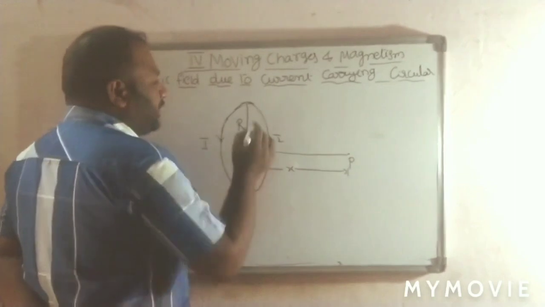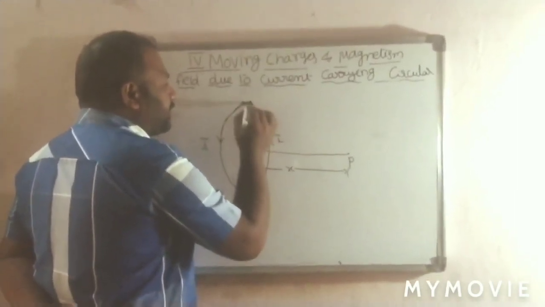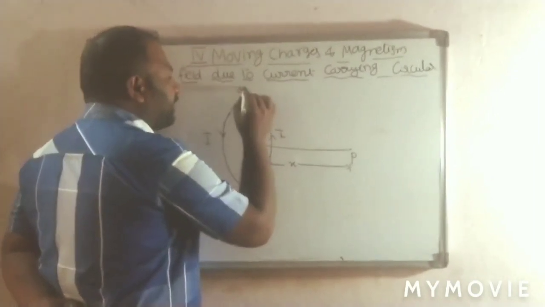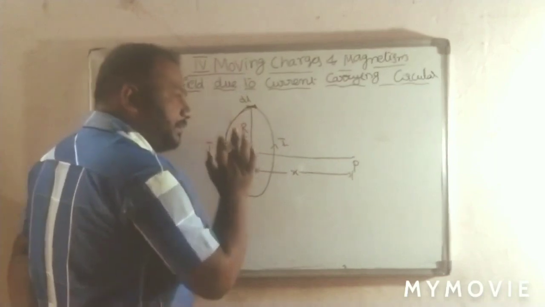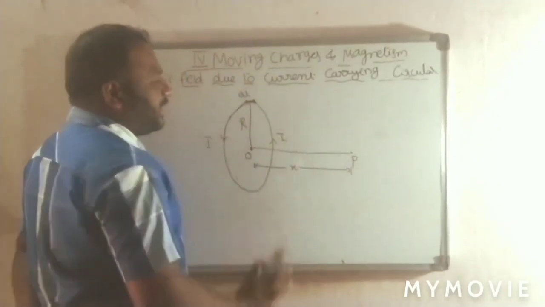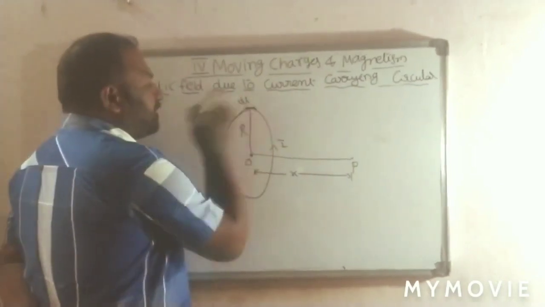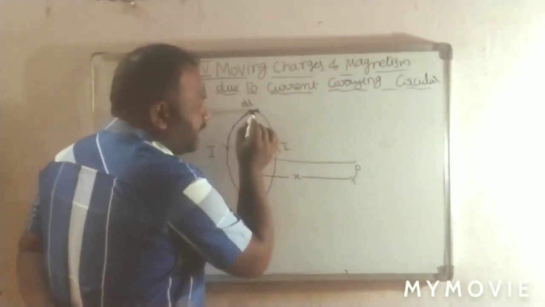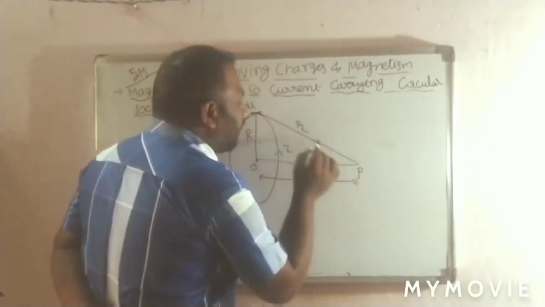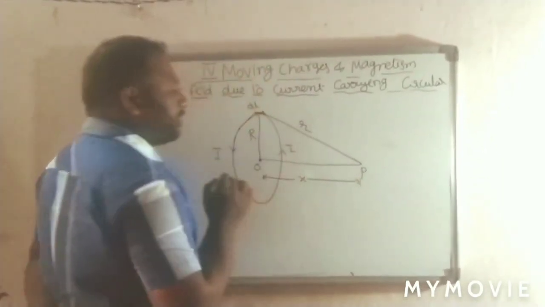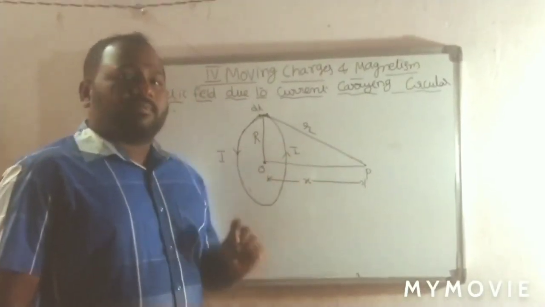And here we are going to consider Biot-Savart's law. Biot-Savart's law is applied by taking a current element. Here I take the current element first, and after that by doing integration we can get the total magnetic field. Here I consider a small current element. That current element is at a distance of small r from the point P.